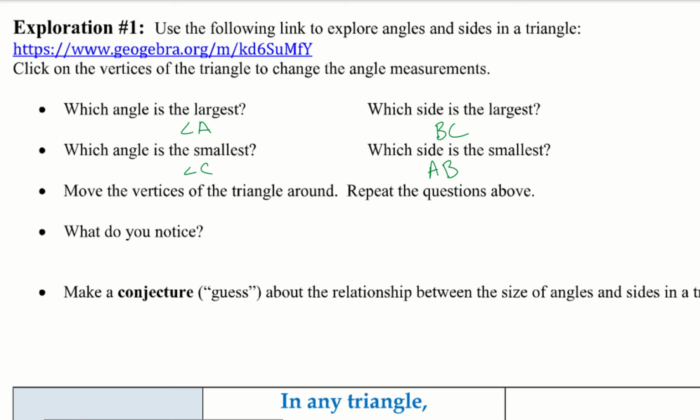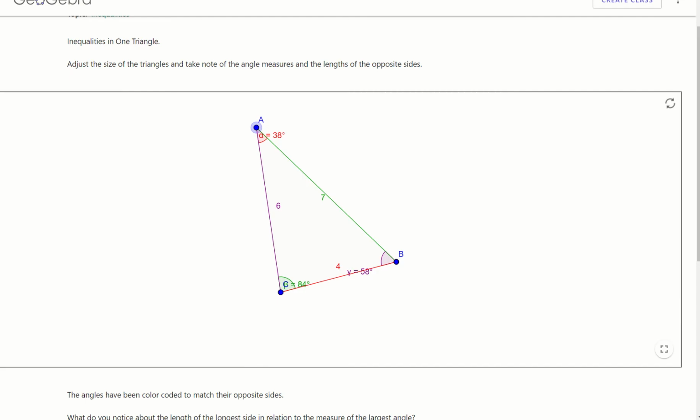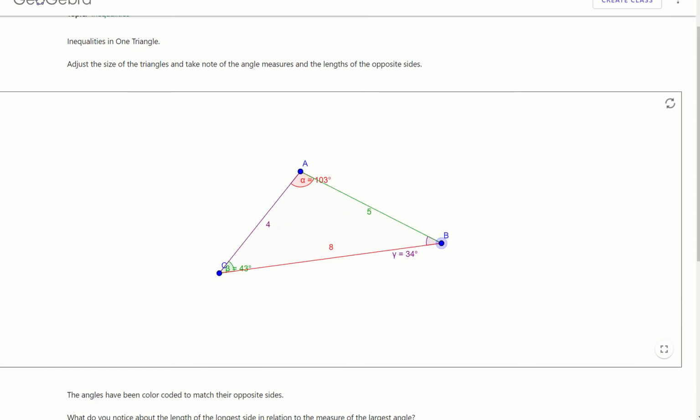With the second triangle, angle C was the largest, angle A was the smallest, and side AB was larger, and then BC was smaller. So what do we notice about these? Between the different triangles, you can keep going back and forth and move it around as many times as you need to really try and figure out what is going on with these triangles. I'm going to give you a second to come up with what you notice and a conjecture, then we'll talk about it.